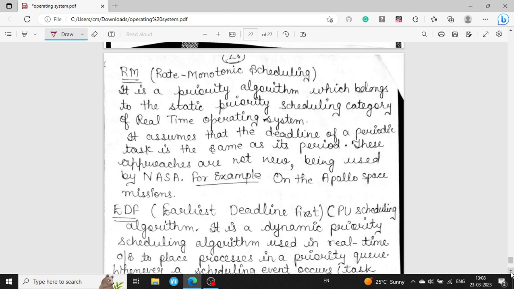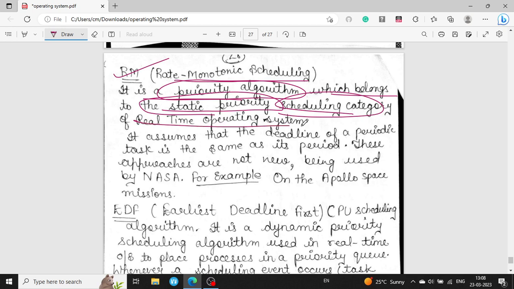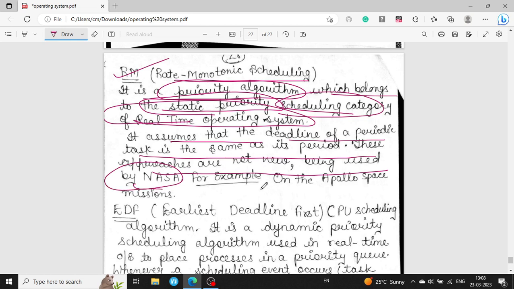Now next is RM, rate monotonic scheduling. Rate monotonic scheduling is a priority algorithm which belongs to the static priority scheduling category of real-time operating systems. It assumes that the deadline of a periodic task is the same as its period. These approaches are not new, and they have been used by NASA, for example, on the Apollo space missions.